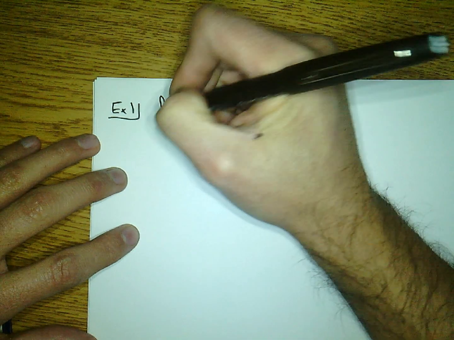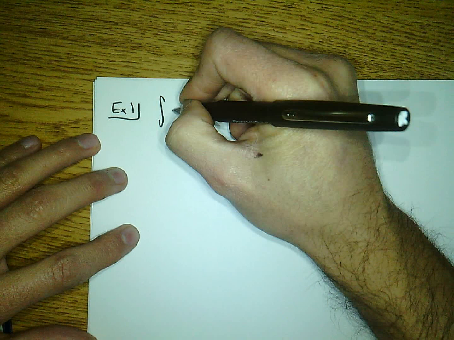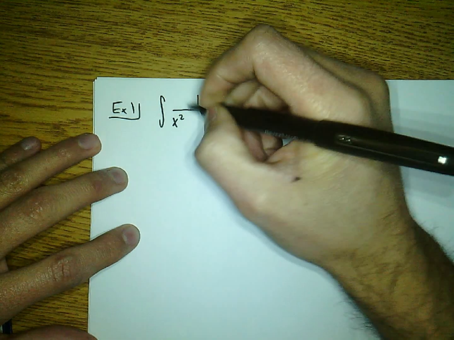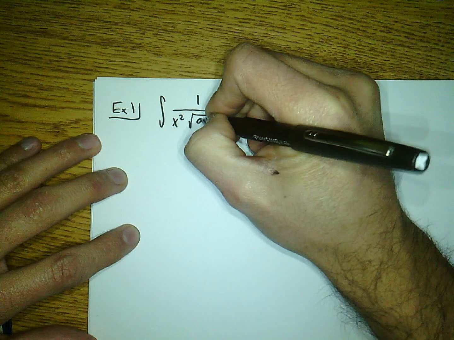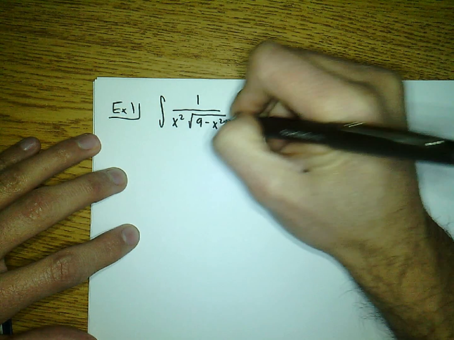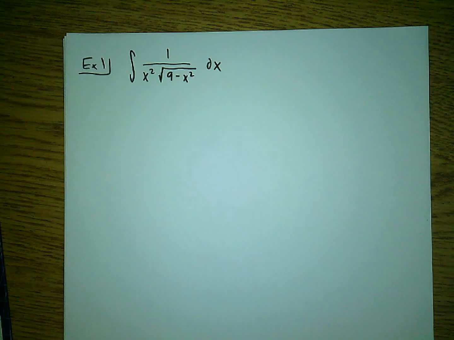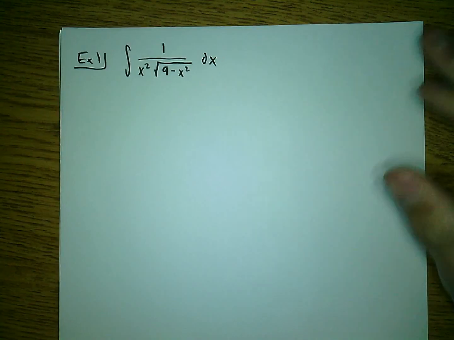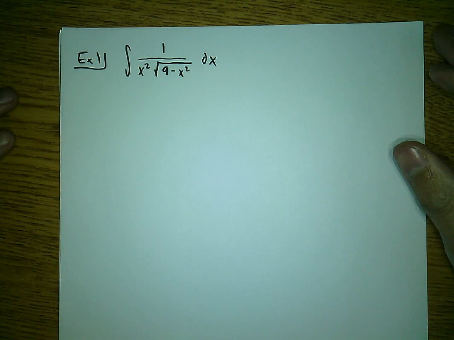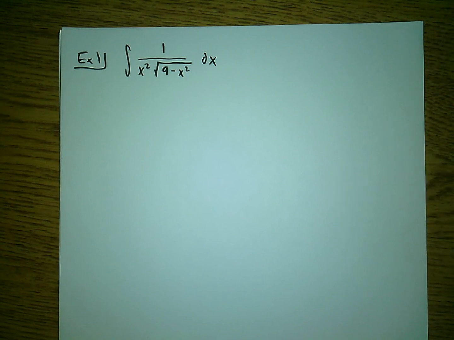All right, so let's do our first example here. So example number 1. Let's say we have an integral involving 1 divided by x squared times the square root of 9 minus x squared dx. Okay, so remember when I started this lesson, just because you have a square root doesn't mean you have to use trigonometric substitution, right? You first want to check every other technique we've talked about that you think may be easier.